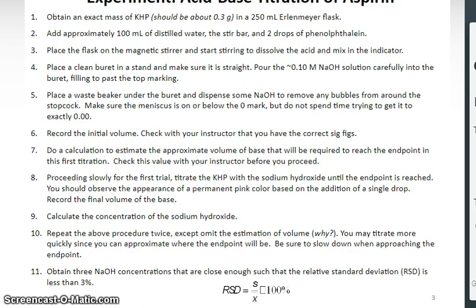Calculate the concentration of sodium hydroxide. Repeat the above procedure twice, except omit the estimation of volume. Why? You may titrate more quickly since you can approximate where the endpoint will be. Be sure to slow down when approaching the endpoint. Obtain 3 sodium hydroxide concentrations that are close enough such that the relative standard deviation, RSD, is less than 3%. RSD is equal to S divided by X-bar, times 100.